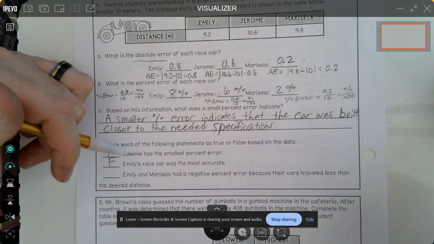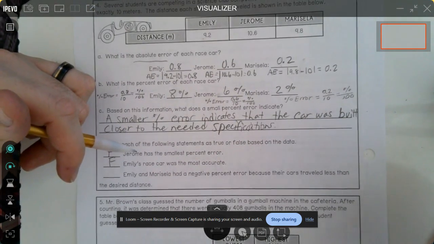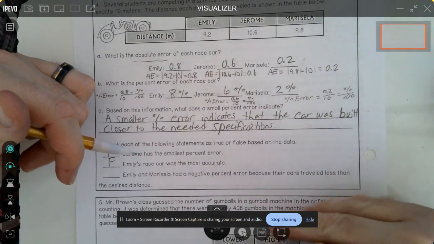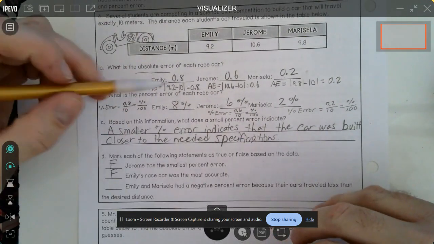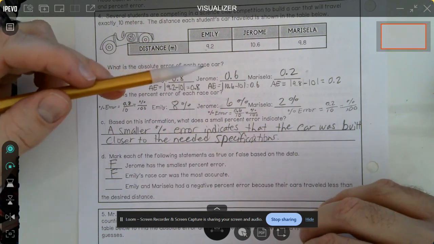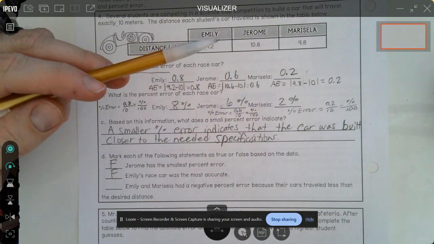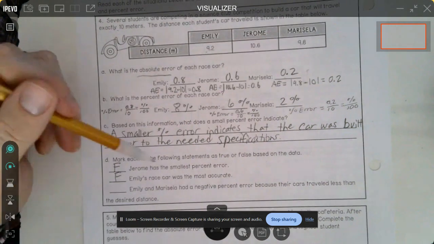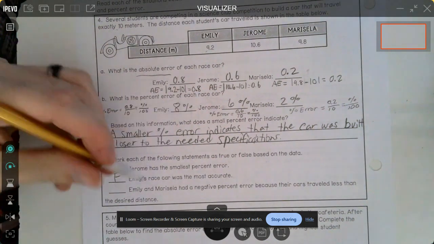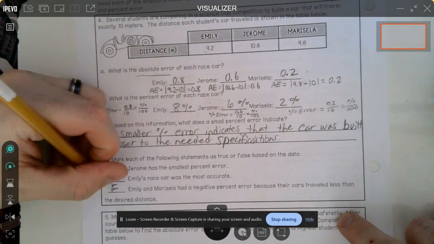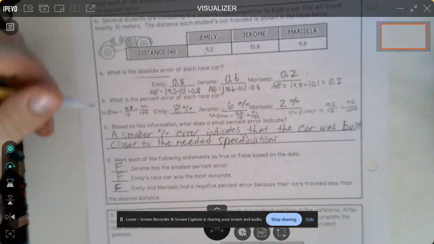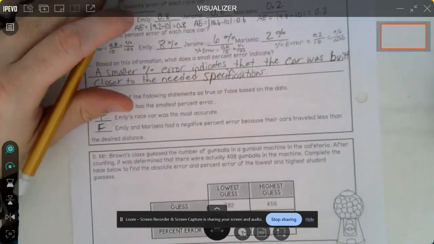Emily and Maricela had a negative percent error because their cars traveled less than the desired distance. Well, no, they didn't have a negative percent error. They had a positive percent error. So that's false. All right, last question. Read number 5 and be ready to talk about it with me.